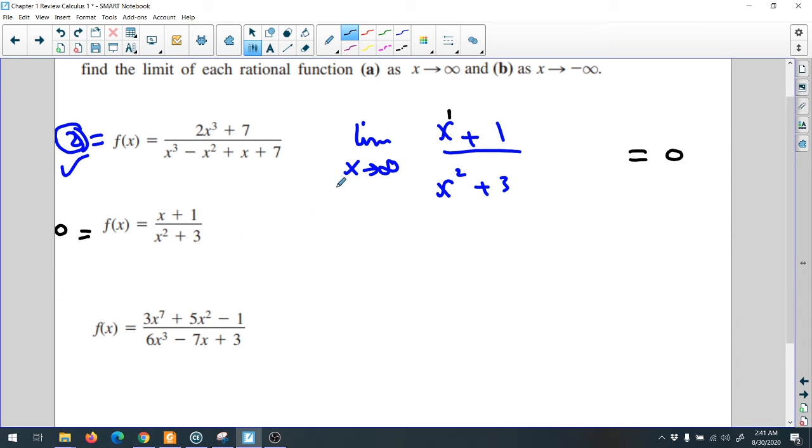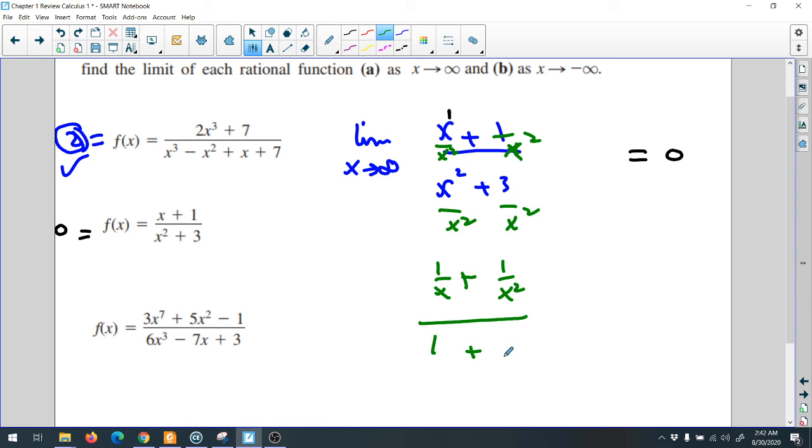Even if x approaches negative infinity, it will be 0. How? We do the same here as we learned. Divide all by the maximum exponent, which is x squared. Divide by x squared. Divide by x squared. If you divide x by x squared, it will be 1 over x. And this is 1 over x squared. x squared divided by x squared is 1. Plus 3 over x squared is the same, 3 over x squared.